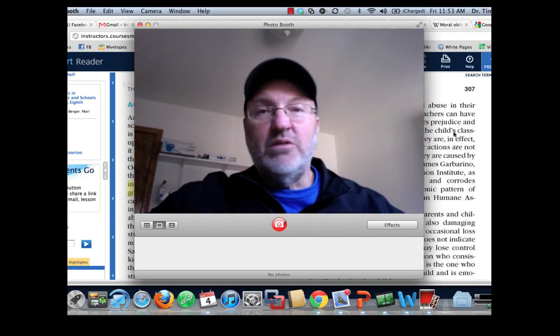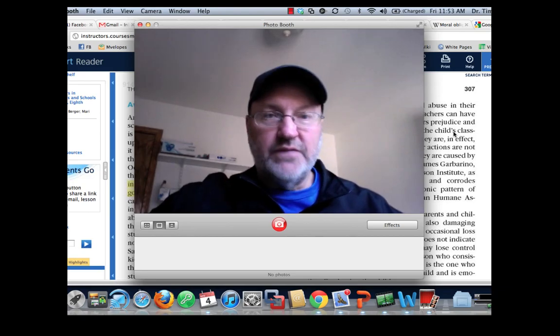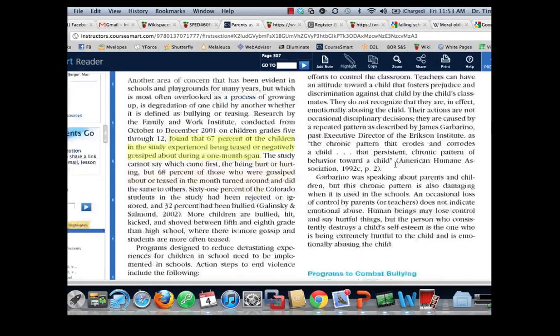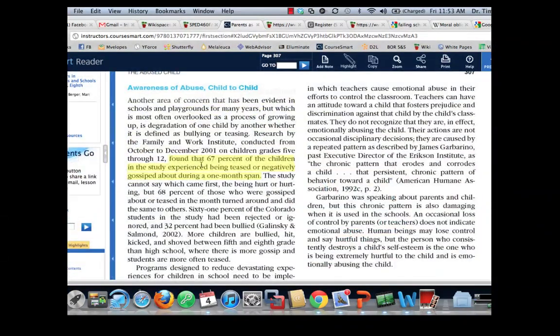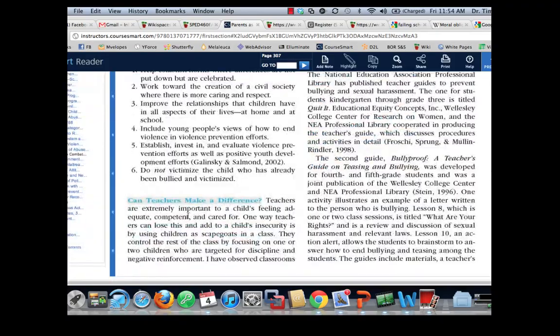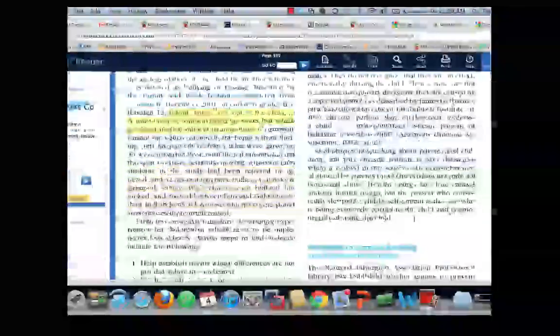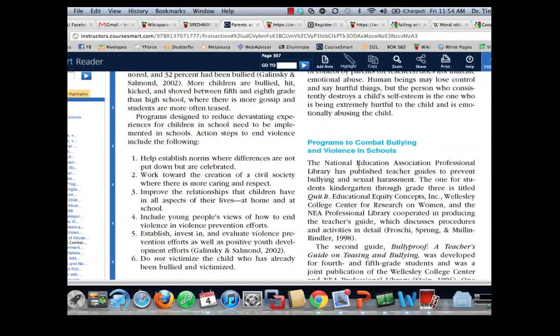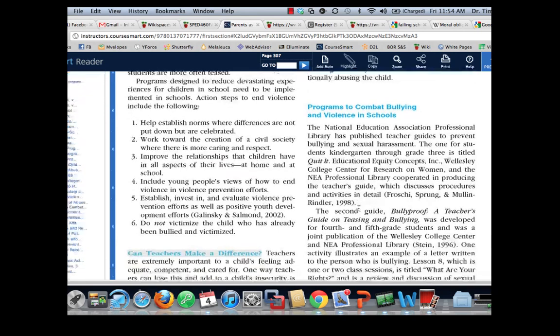And now, of course, he would be beheaded, killed for doing it. Okay, so that's it. 60% said I've been teased in the last month. Do these things, make it better. Teachers make that difference. Programs that combat bullying and violence in the schools. The National Education Professional Library has published teachers' guides to prevent this.